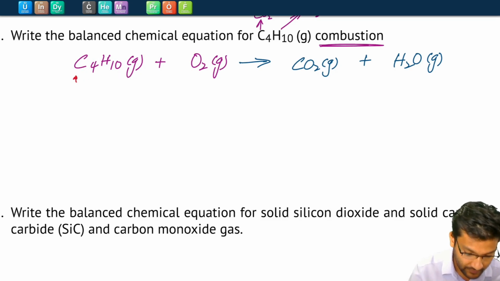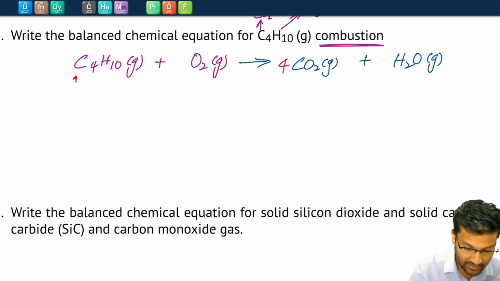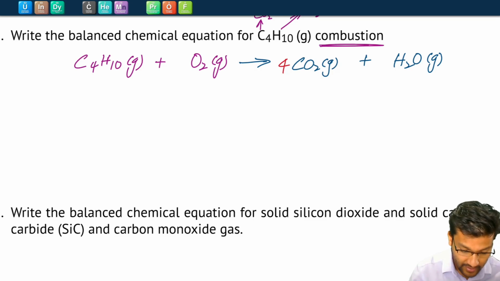We'll start with that. There are 4 carbons on the left-hand side, and we look at the right-hand side, and there is only 1 carbon on the right-hand side. So to balance that, let's just multiply that whole thing by 4. So now there are 4 carbons on the left and right-hand sides of this equation.